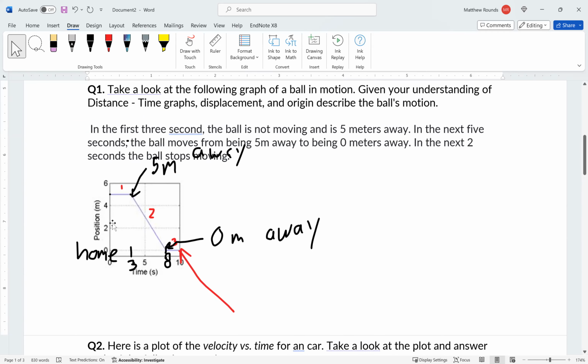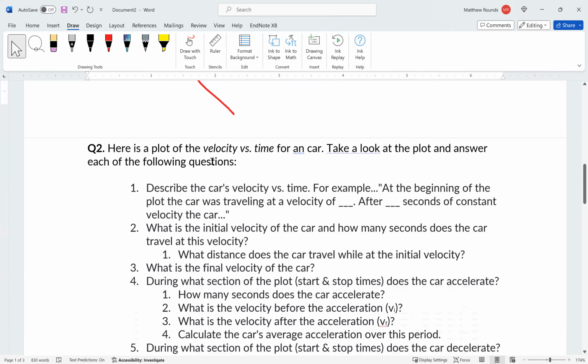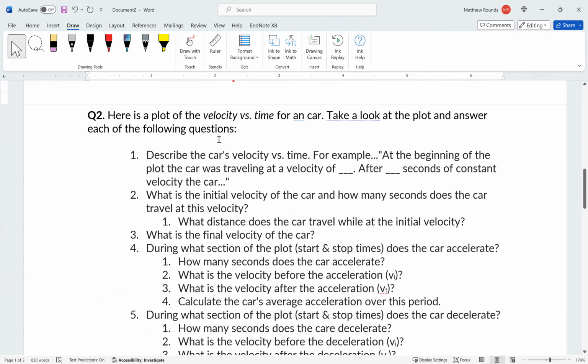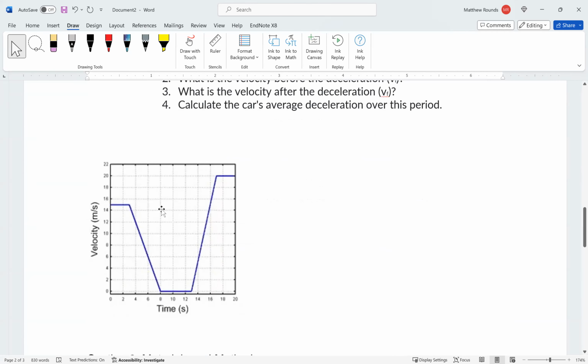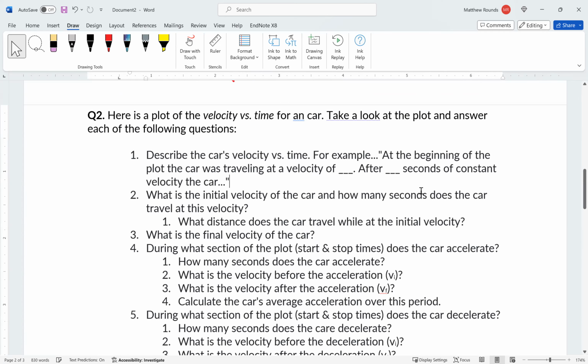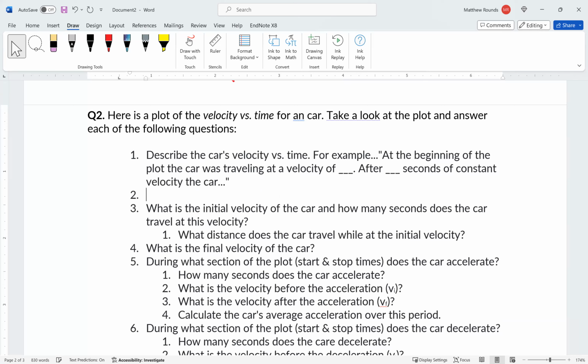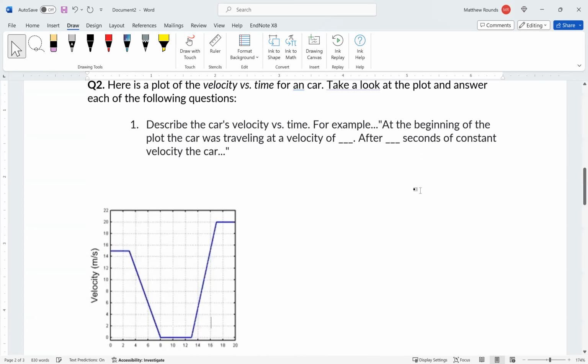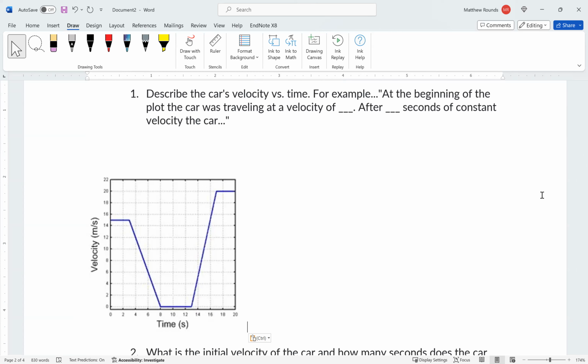I think the issue is that you want to think of it as vertical height, which it may or may not always be. So there's another graph here. The teacher's really trying hard to help you answer this. They're saying, here's how to answer it. Like, at the beginning of the plot, the car was traveling at a velocity of.